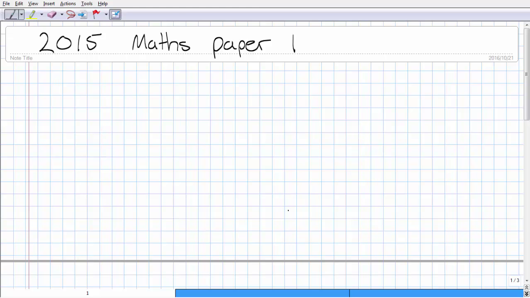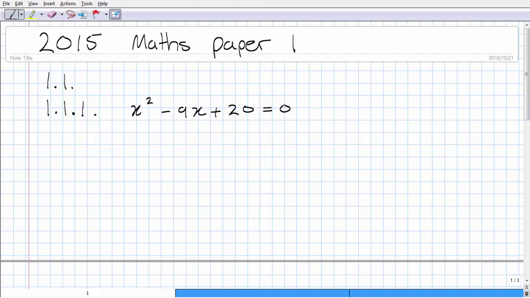Okay, so if we look at question 1.1, let's just start with question 1.1.1. The first one simply says x squared minus 9x plus 20 equals 0.